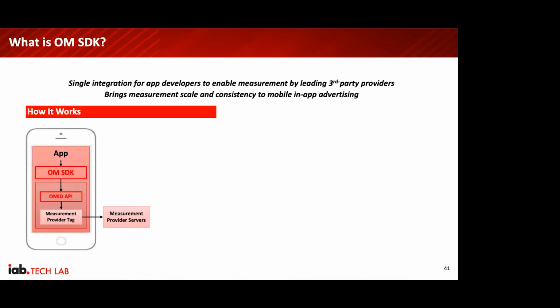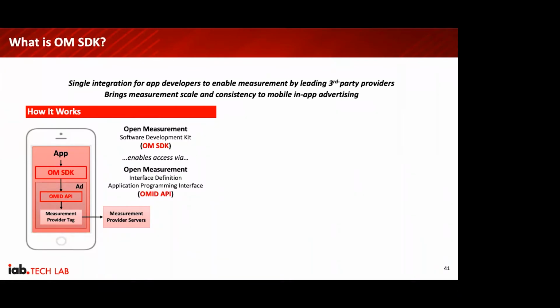How it works is basically the app developer, or the ads monetization SDK of the app developer, would implement the OM SDK that runs on every ad session. And through the OMID API, which is the bridge, the measurement provider's ad tag can collect all the signals that it needs and take it back to their servers. Then they can do their own processing and run their own proprietary algorithms to provide a final decision to the advertisers.